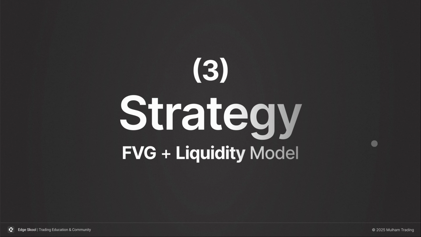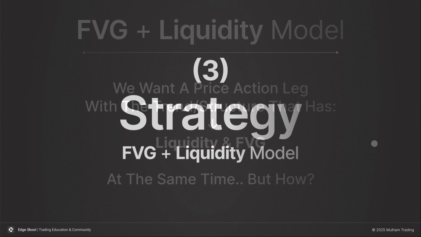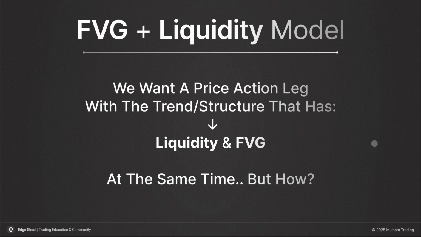Strategy 3 is fair value gap plus liquidity model. Actually, this one is one of my favorites. And why? Because we have multiple confluences here. So instead of focusing only on liquidity levels, or focusing only on fair value gaps, or focusing on any single specific key level, no, we are focusing on two at the same time.